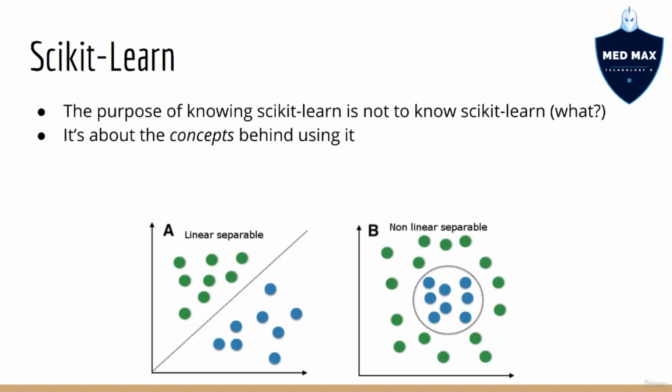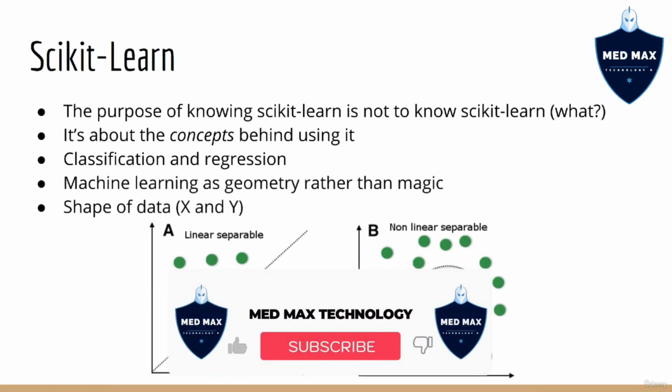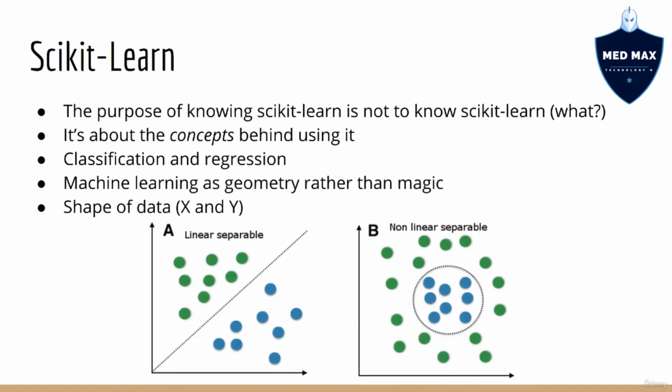So here are the things you want to remember and keep in mind. First are the basics of classification and regression. You want to recall how to think of these as geometry problems rather than magic machine learning voodoo. Second, you want to be familiar with the shape of data. Typically, for a structured data problem, meaning not working with images, sound, or text, but more traditional business type data, we're going to have two objects which we call X and Y. X represents our input samples, and Y represents the corresponding targets.